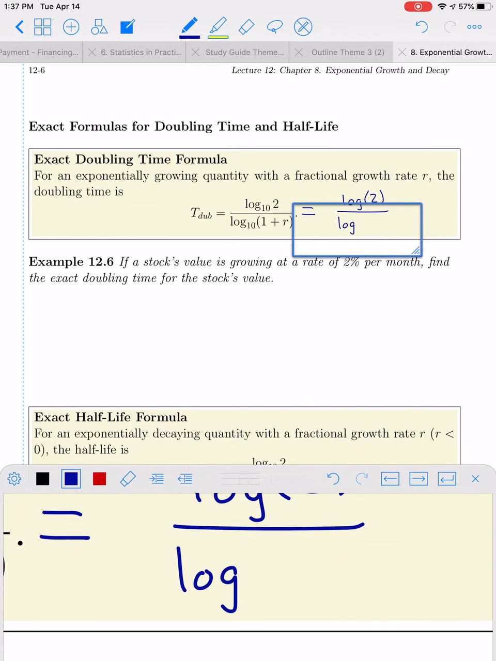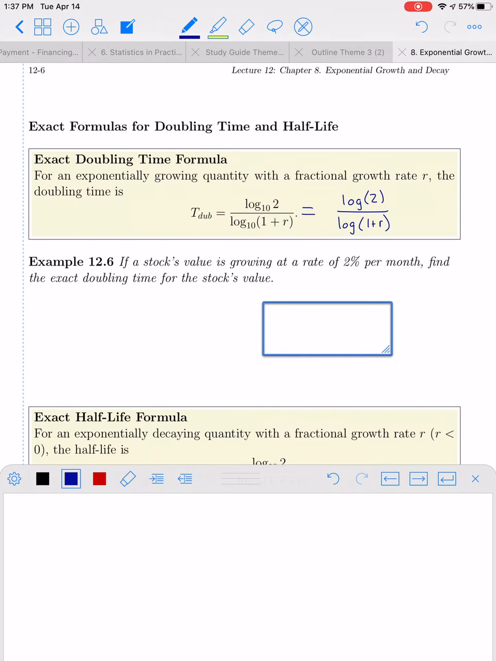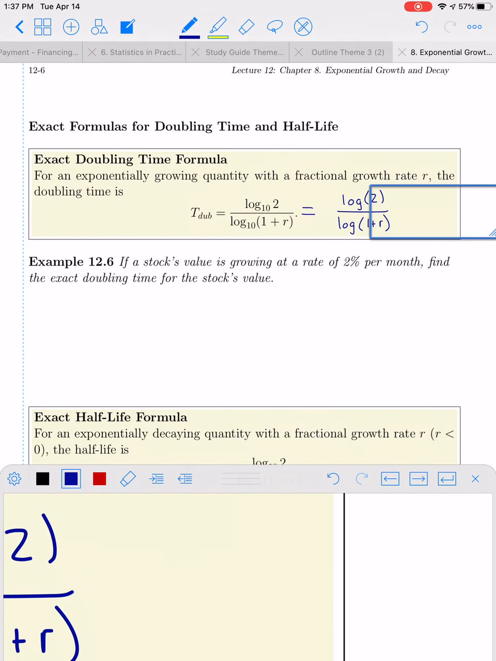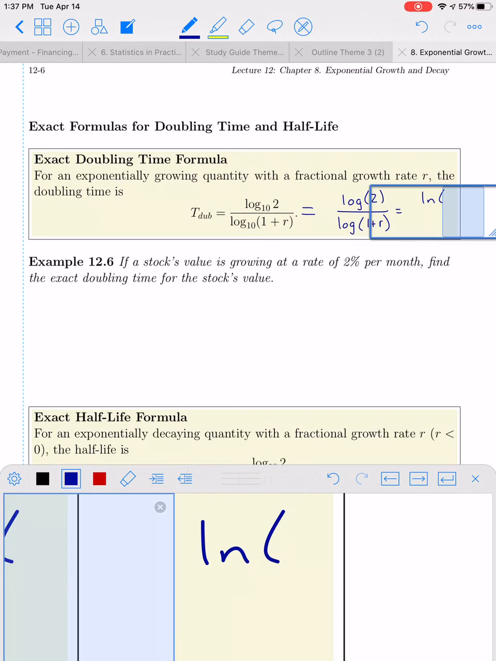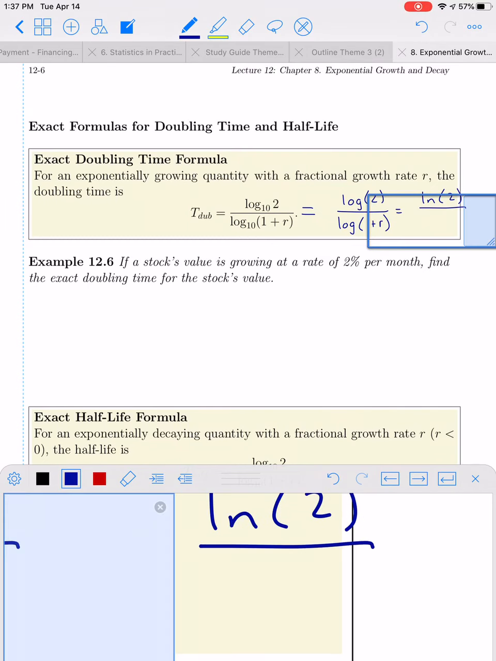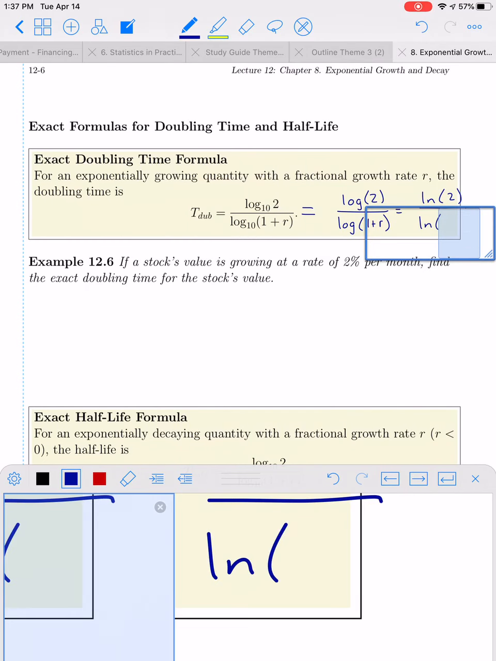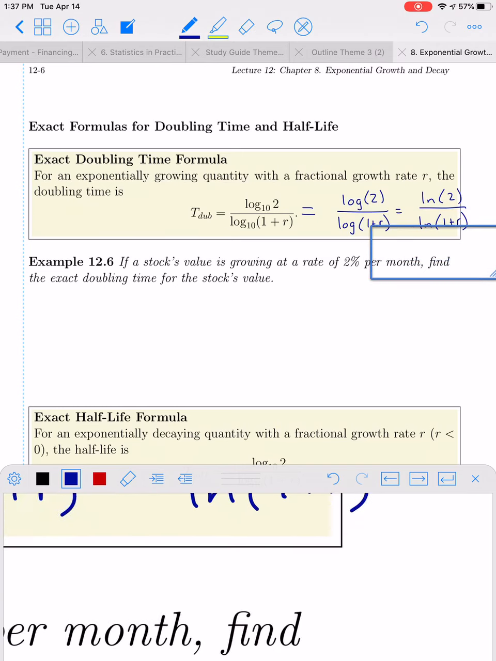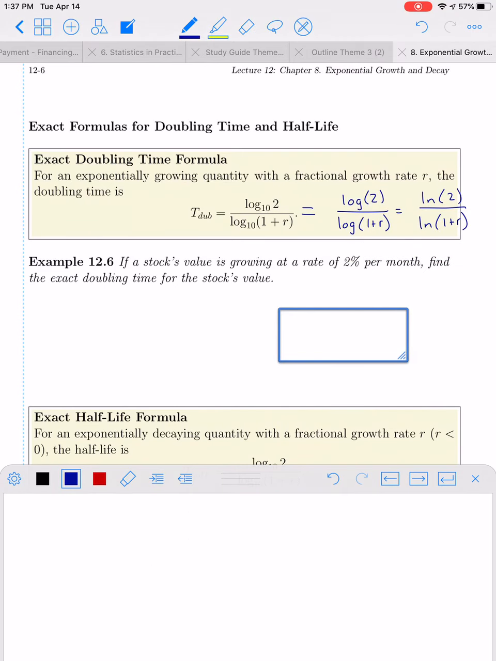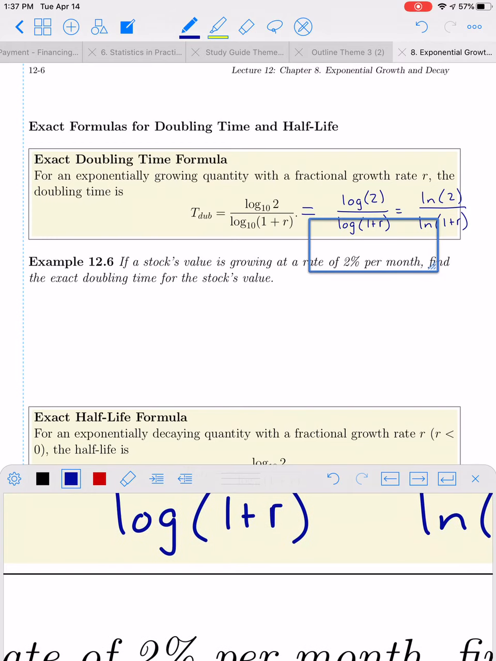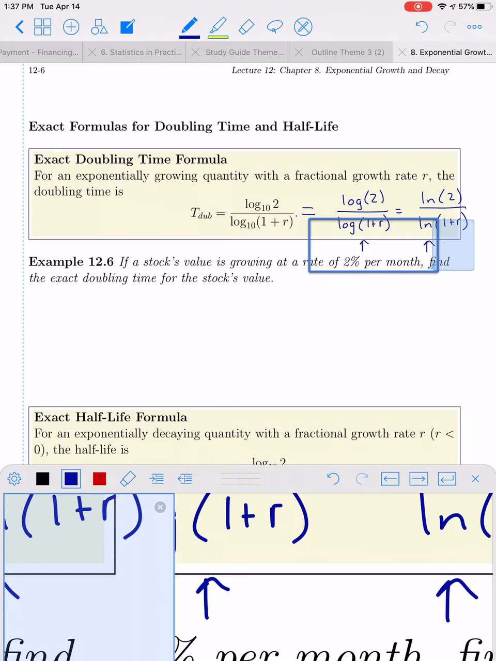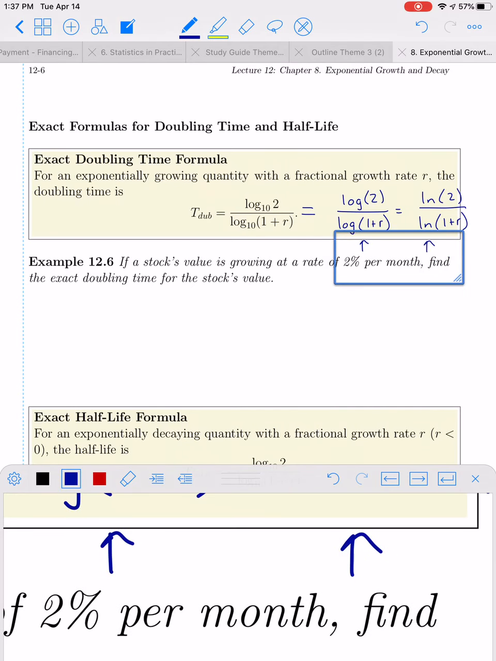Common log is the log without any number on the bottom, but it's understood to be log base 10. And even if you used natural log of 2, the ln button, either one of these will work. Whichever one you can find reliably is the one to use. Don't mix and match. Don't use log and ln, one or the other. Use them both as you see them here, one exclusively or the other one exclusively. Okay. So anyway, let's have a look down here.